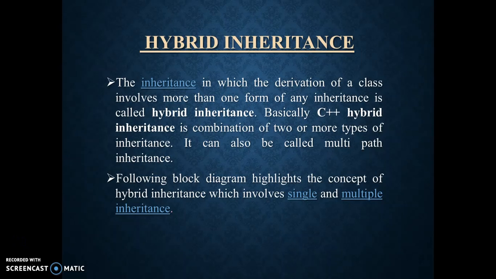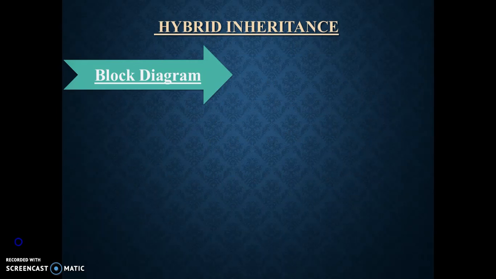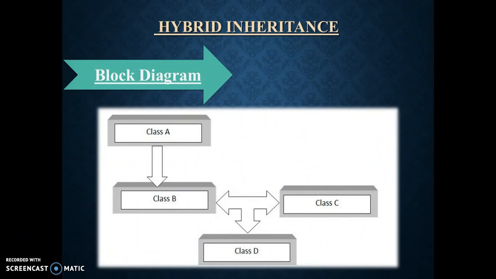Hybrid inheritance: the inheritance in which the derivation of a class involves more than one form of inheritance is called hybrid inheritance. Basically, C++ hybrid inheritance is a combination of two or more types of inheritance. It can also be called multipath inheritance. The following block diagram highlights the concept of hybrid inheritance, which involves single and multiple inheritance. Hybrid inheritance block diagram.